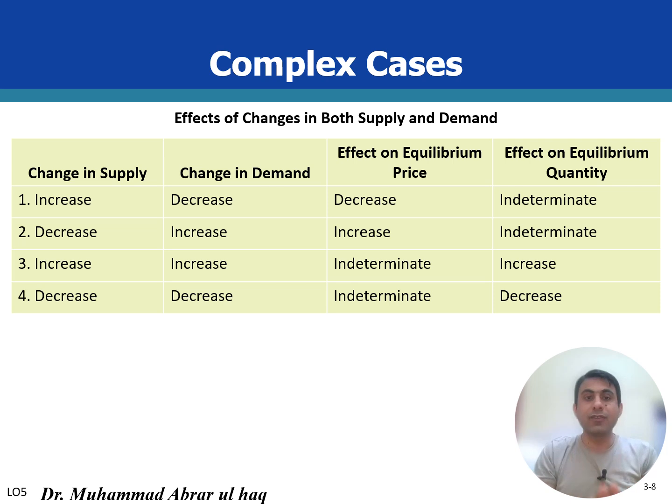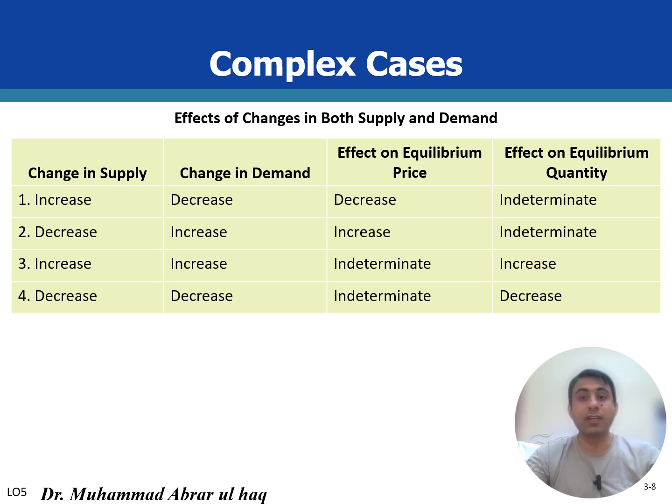In the third case, both supply and demand change in the same direction. I mean, supply is increased and demand is also increased, or the supply is decreased and the demand is also decreased. If the changes happen in the same direction, either both increase or both decrease, the impact on equilibrium prices and the quantity becomes more nuanced. When both increase, the equilibrium quantity will invariably rise, reflecting the heightened availability and demand.